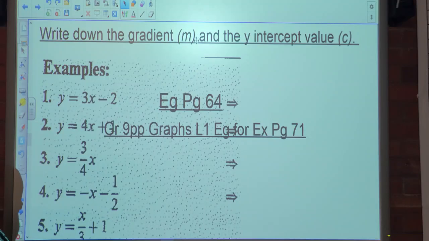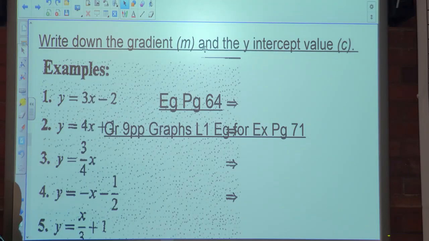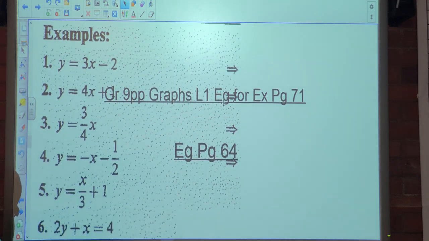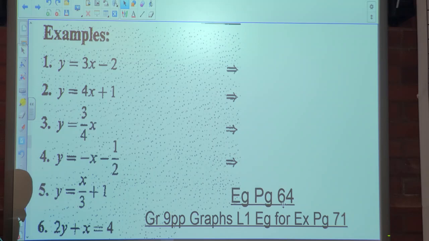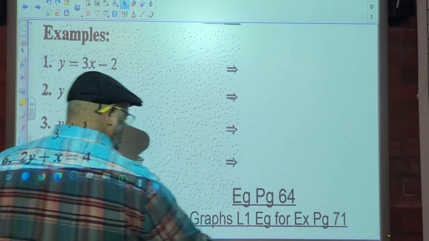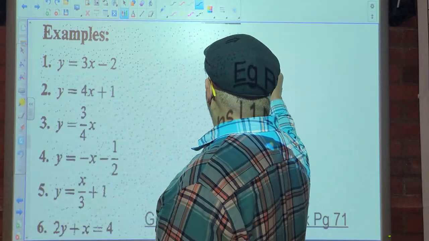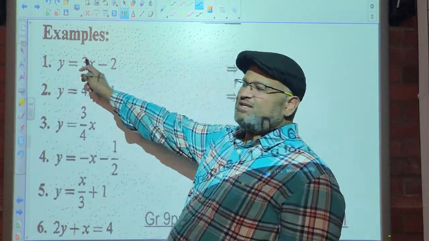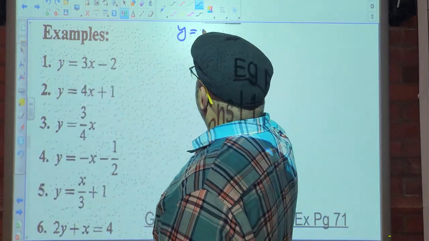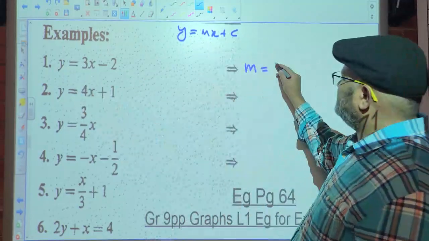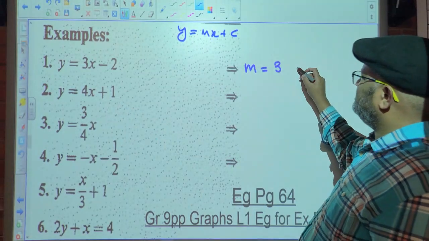So the instruction is now to write down the gradient m and the y-intercept c, or the y value. The y-intercept, yeah? Or your c value. So if you look here, what is your gradient here? Gradient is? Remember the equation is y is equal to mx plus c. So what's your gradient here? 3. And what's your c value?